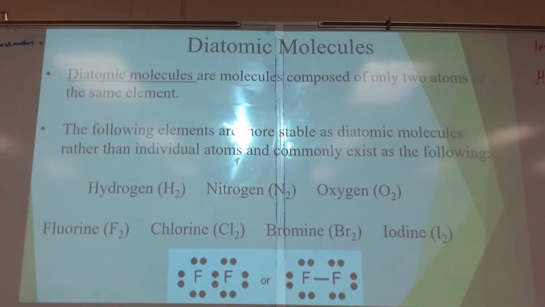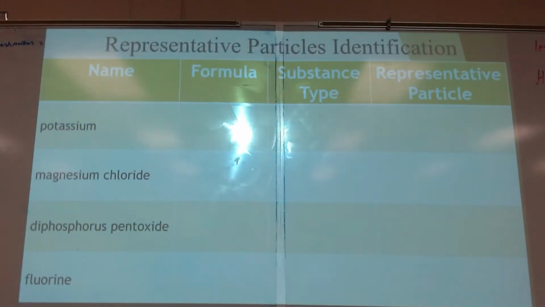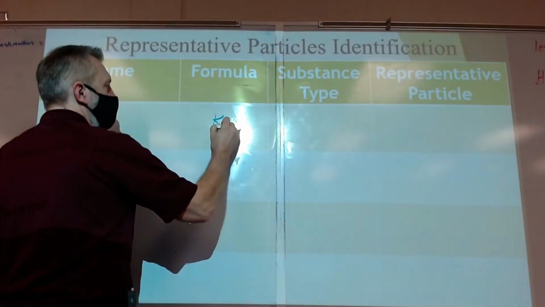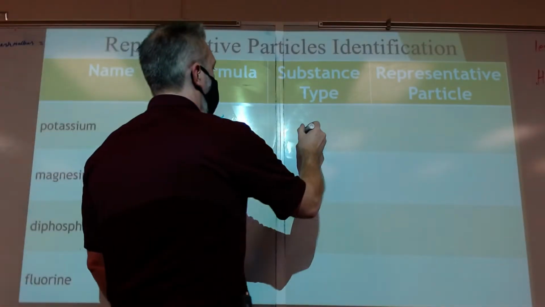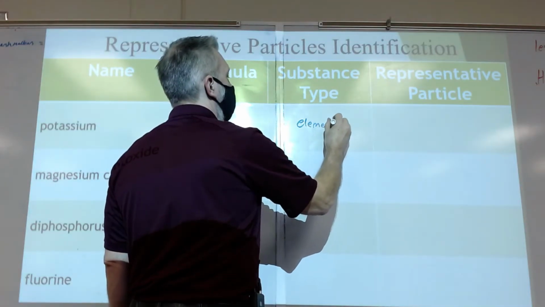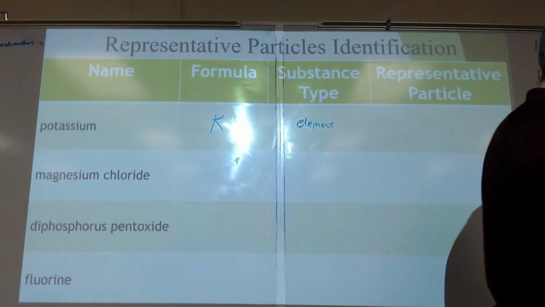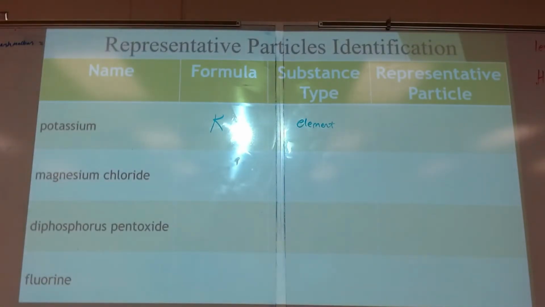Good. All right. Let's talk about this now. Potassium. Formula for potassium is what? K. What kind of substance is that, if I'm just saying potassium? It's an element, right? It is a metal. It's just an element. If I'm talking about individual elements that are by themselves, that are not diatomic, what do I call those particles? Elements that are by themselves and their smallest particles? Atoms, yeah.